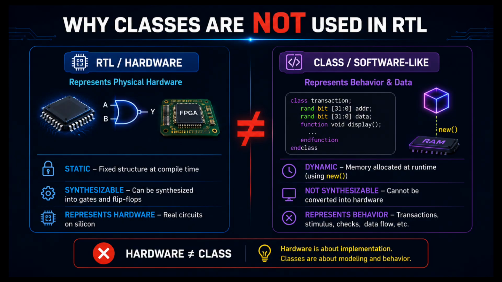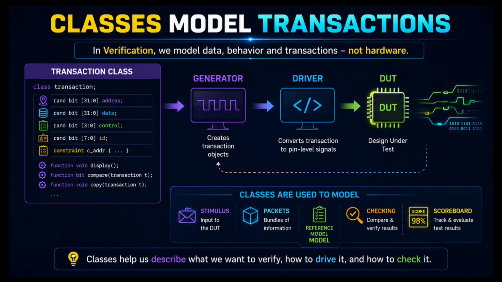RTL is about hardware. Hardware is static, fixed, and synthesized into gates. Classes are not synthesizable. They do not represent hardware. They represent behavior, data flow, and transactions. That's why classes are used in verification. In verification, we don't model hardware. We model stimulus, packets, transactions, checks, and reference behavior.